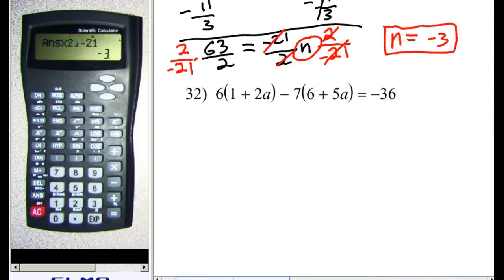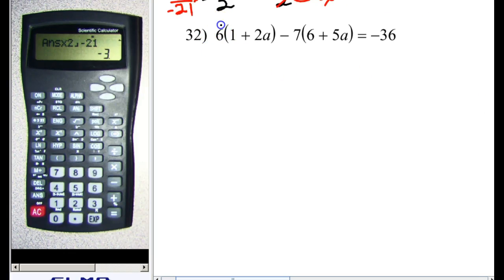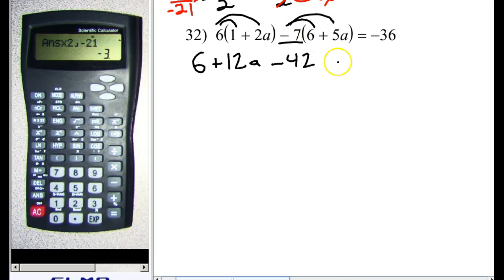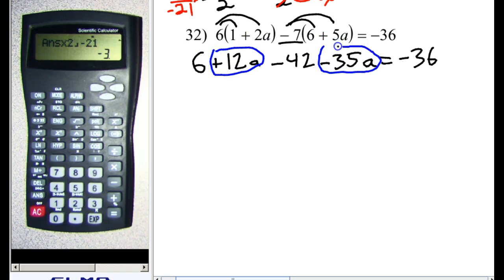And last two, just a lot of parentheses. Careful of the negatives. 6 times 1, 6. 6 times 2a, 12a. Negative 7 times 6, negative 42. And negative 7 times 5a is negative 35a. That equals negative 36. So these are all on the same side. So you're not going to subtract 12a or subtract 6 because they're on the same side. You're just going to group 12a minus 35a.